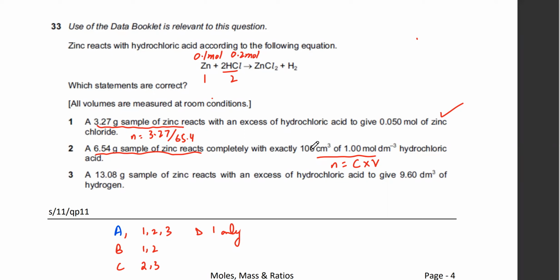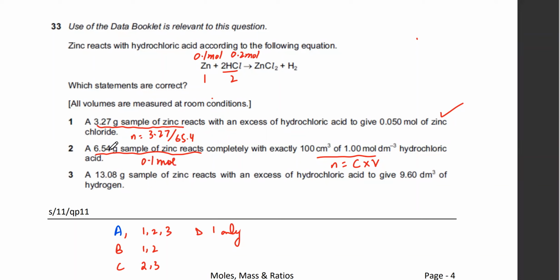What do you get for this? He's given you the volume, he's given you the concentration. He's saying that this is 0.1 moles. I mean, the amount of zinc that you're getting, that's 0.1 moles, right?